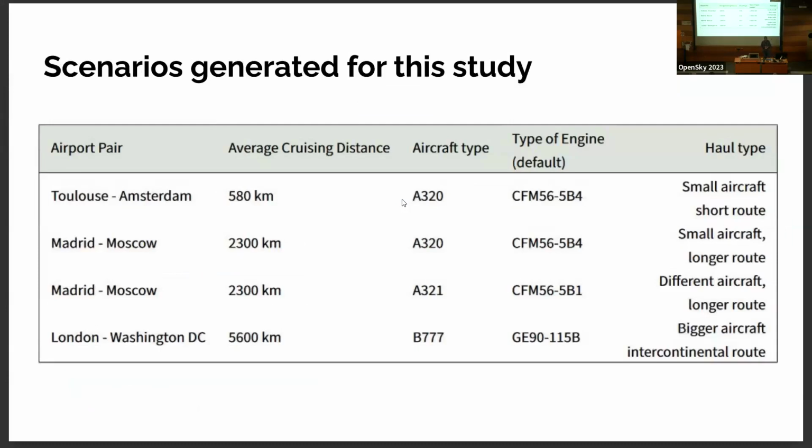So here are the different scenarios that we generated for this study on OpenAP. There are 4 different flights. There is one from Toulouse to Amsterdam, which is supposed to represent a relatively short flight. Then again, the airport pairs here are just for the idea of the length of the flight. These are the ones that we found on OpenSky, and then we generated them afterwards. And the last was London, Washington DC, which is supposed to be the longest route at the end.